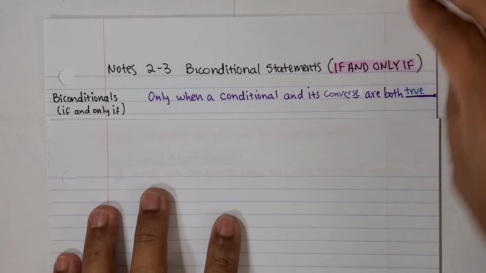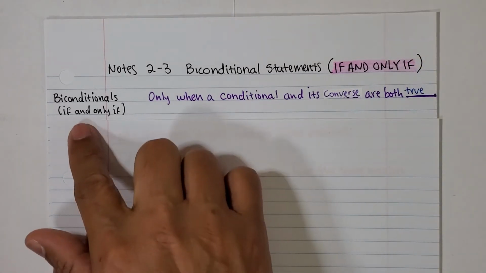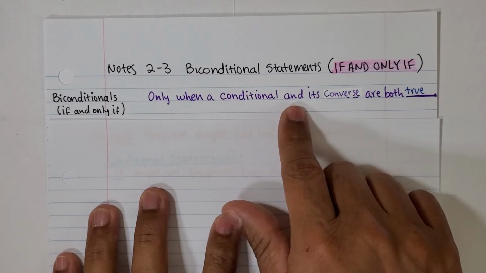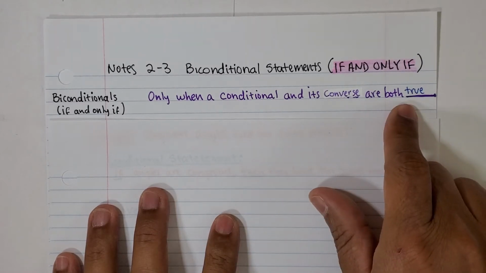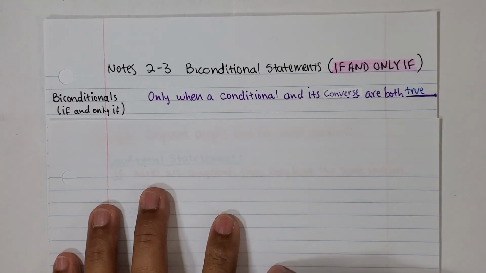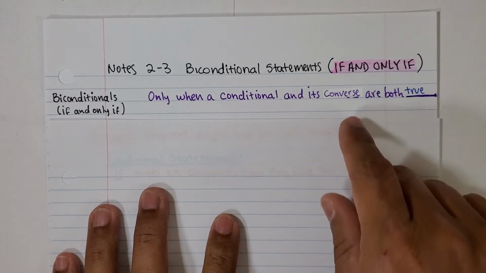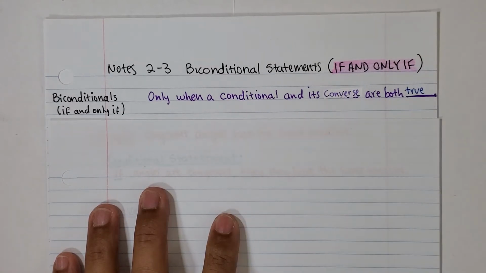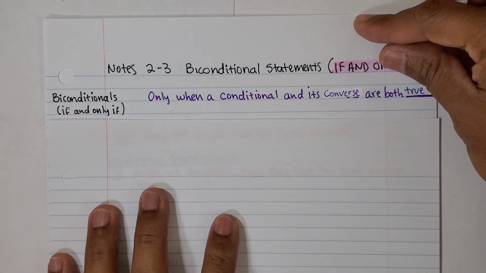Okay, so biconditionals, you'll see if and only if, and it can only be done when a conditional and its converse are both true. So if the conditional is false, then we can't do a biconditional. If the converse is false, we can't do the biconditional. So they both have to be true. They have to be true statements or true conjectures.